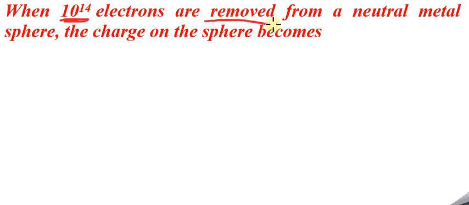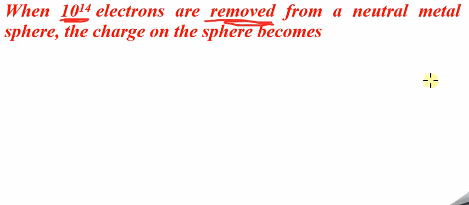So when "removed" comes into the picture, you will have to understand that charges are removed. Which charge is removed? Electron is removed. When this will be helpful, I will tell you at the end of this session, so just note it. 10 power 14 is important because it is the value of how many electrons are removed.